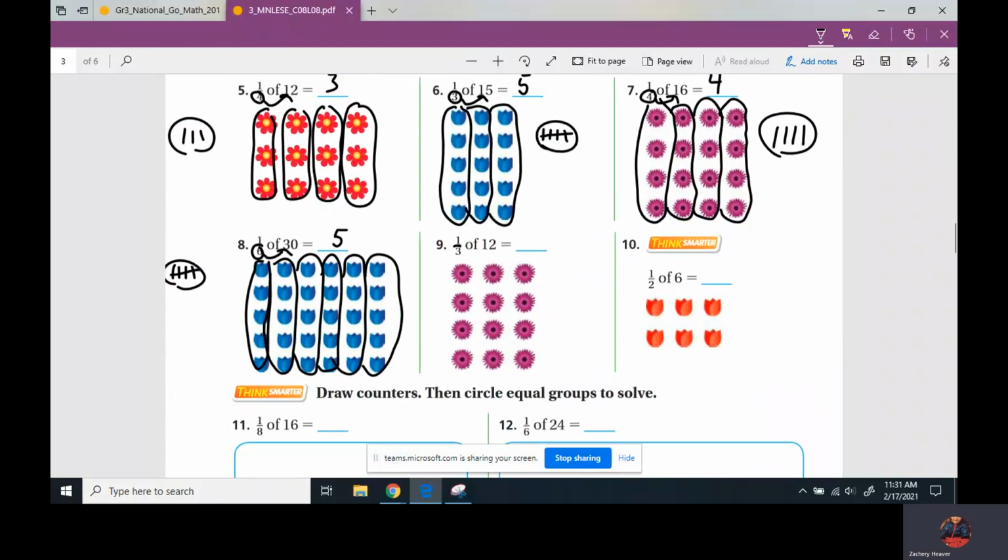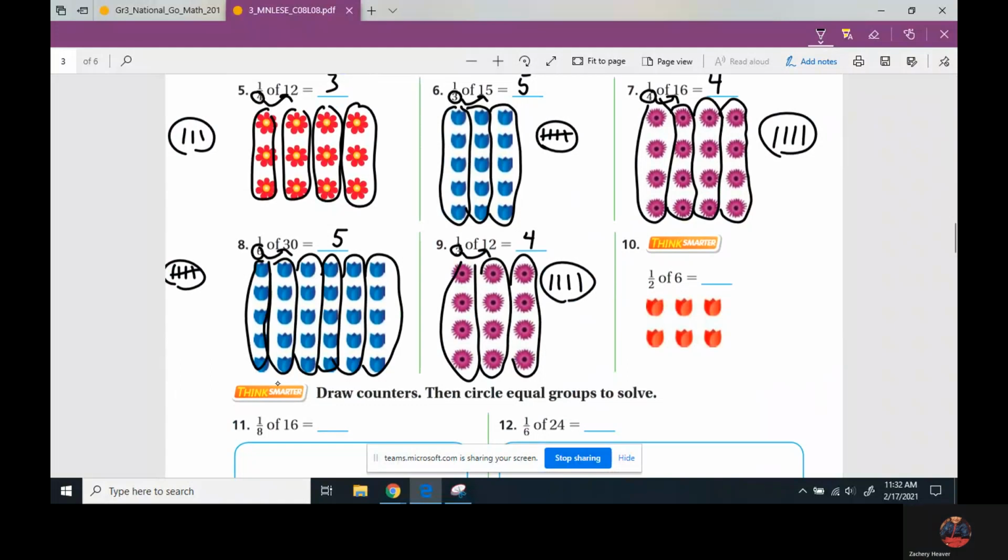How many times can 3 go into 12? 3, 6, 9, 12. It's going to be 4 in each, and they already have it lined up. Remember, again, they're not all going to be like this. So 4 in each group, 1/3 of 12 is going to be 4.